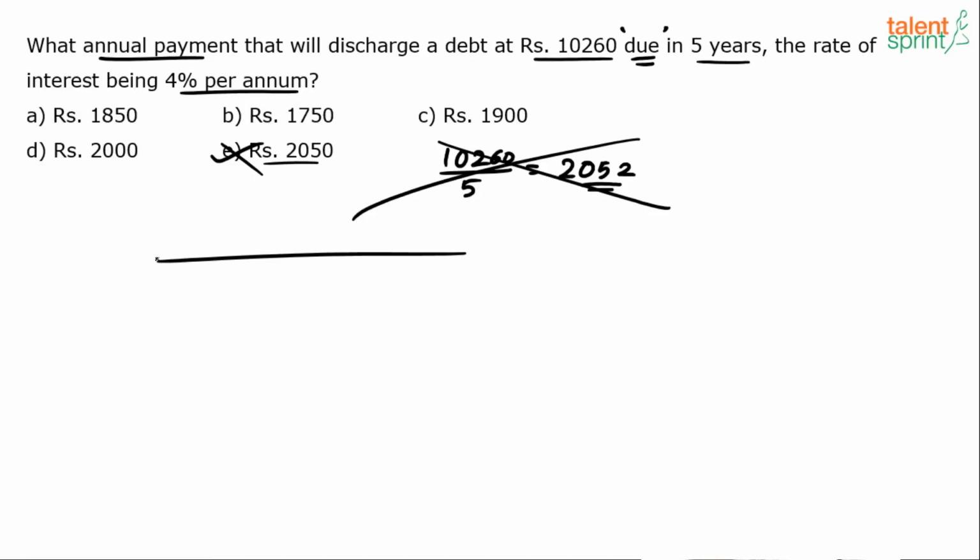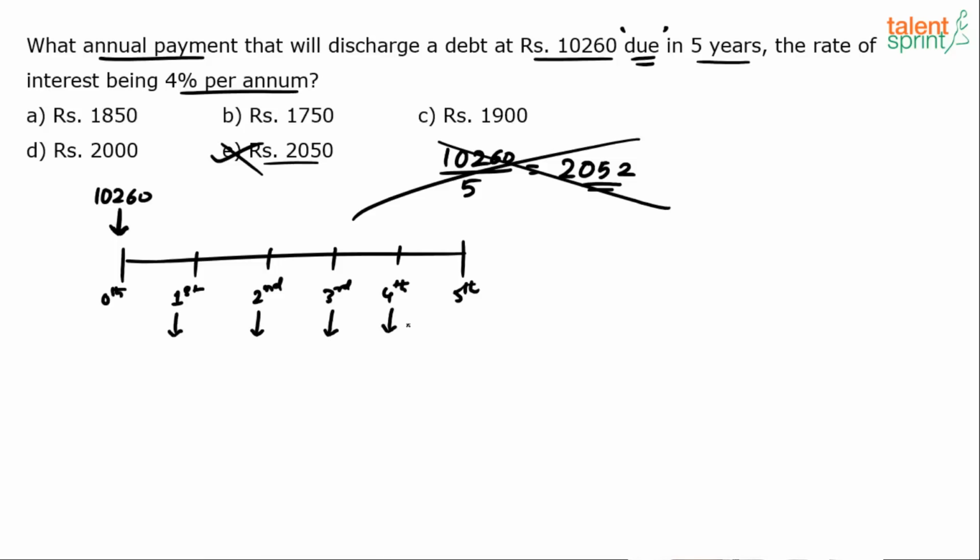So there's a timeline. This is the 0th year. This is when I have borrowed. I have borrowed how much? 10,260. I'm supposed to give it after 5 years. So this is first year, second year, third year, fourth year, and fifth year. So what came to me at this point of time is 10,260. I'll pay it back in 5 installments. So this is incoming. This is outgoing in 5 equal installments.